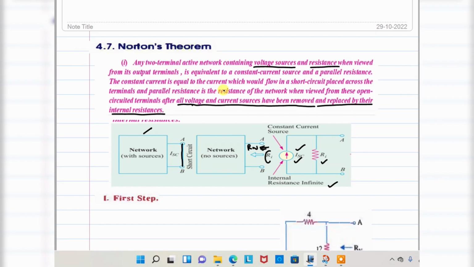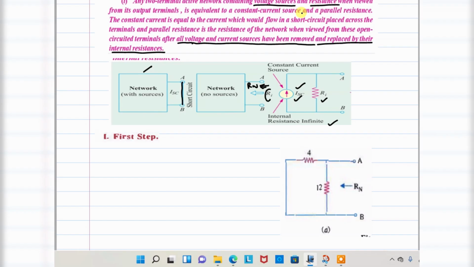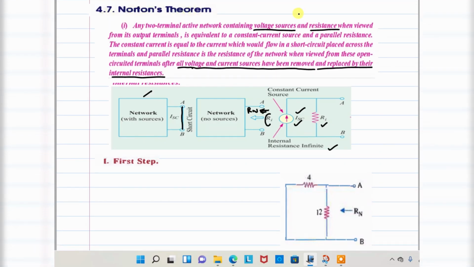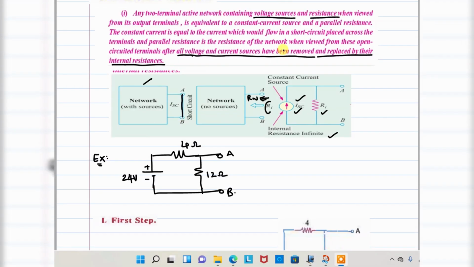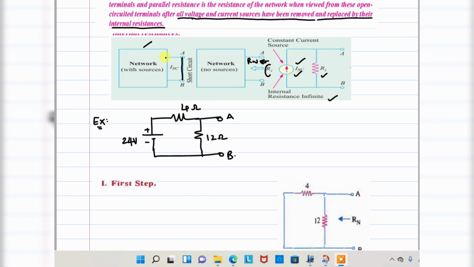I will explain this entire theorem with the help of an example. Okay, what is the statement here? Let me take this as an example. In the statement, the voltage and resistance are viewed from the output terminals. For this particular network, you need to find the equivalent Norton's network. For that, the first step is to find the RN, Norton's resistance.